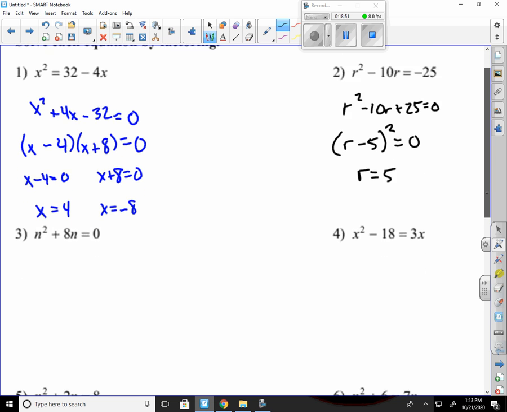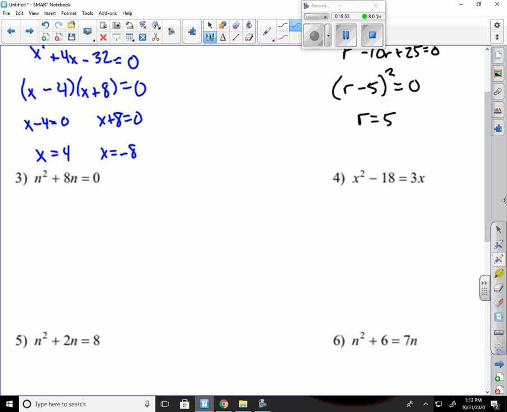Number 3. This one's a little trickier if you're not paying attention. There's no third term, and this is an n and this is an n, so I can factor an n out. That's just n plus 8. Now it's n equals 0 and n plus 8 equals 0. So it's n equals 0 and n equals negative 8.